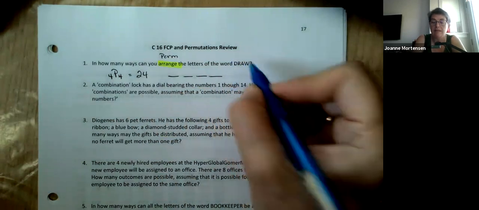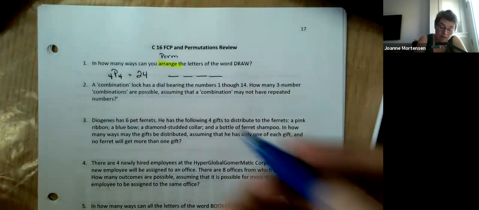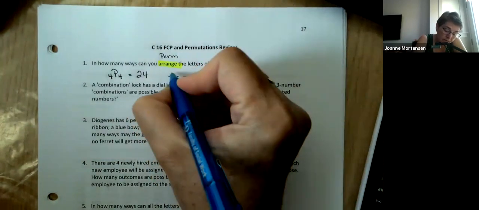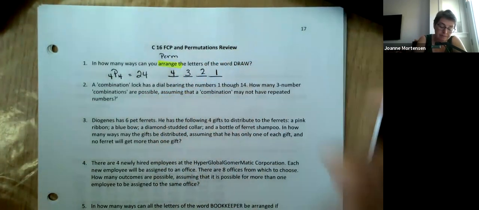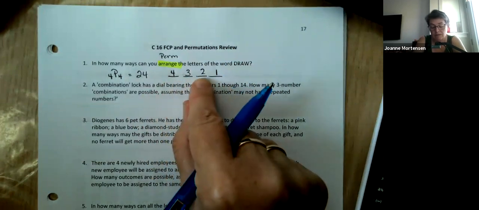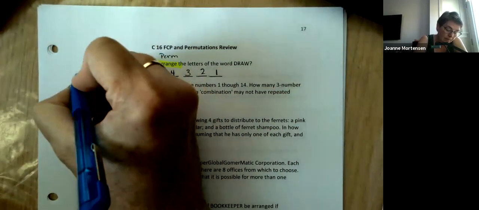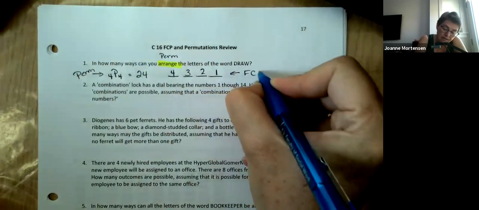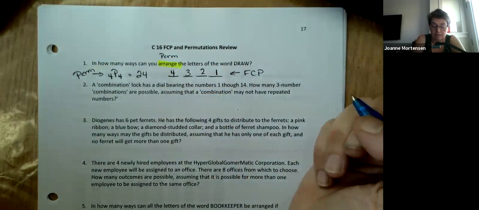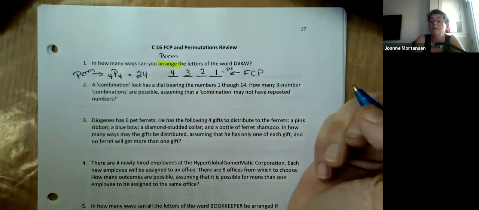You can imagine that those letters are written on little pieces of paper, because there's no repetition involved. So I've got 4 choices, and then I used up 1 letter, so it's 3 choices, 2 choices, 1 choice. And if you go 4 times 3 is 12, times 2 is 24, times 1 is 24. You get the same answer. So this permutation is the fundamental counting principle, and they're the same. So I should write equals 24. They're exactly the same answer, and I don't care which one you use.